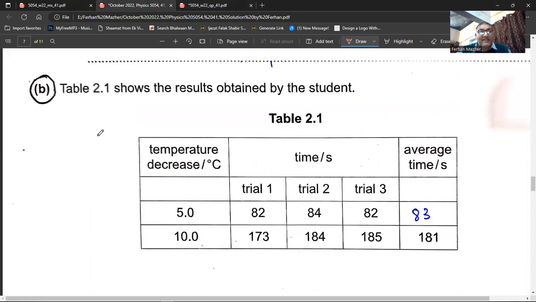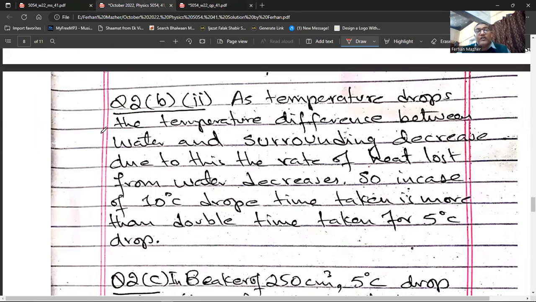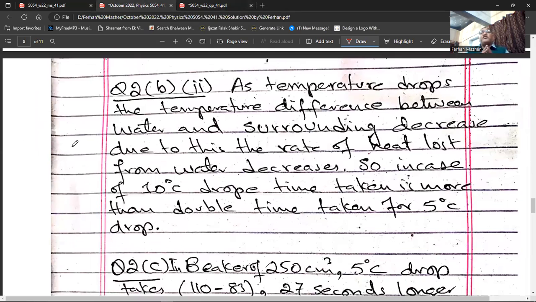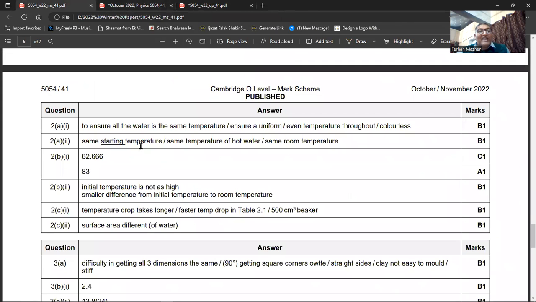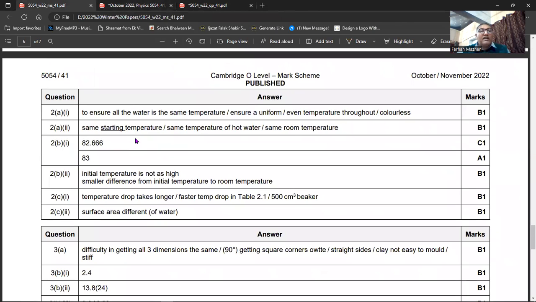I hope you understand. I have written this answer also. As the temperature drops, the temperature difference between water and the surrounding decreases. Due to this, the rate of heat loss from water decreases. So in the case of a 10 degrees centigrade drop, the time taken is more than double the time taken for 5 degrees centigrade. So this is my answer. The mark scheme says the initial temperature is not as high, a smaller difference from initial temperature to room temperature. So our answers are right.